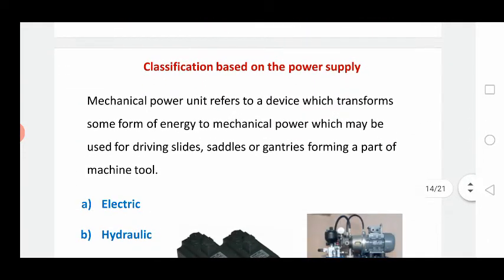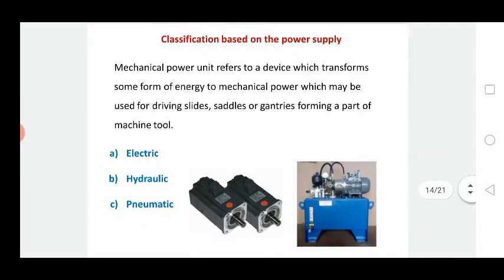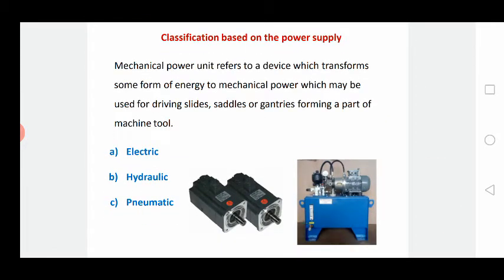Next comes another classification, that is classification based on the power supply. What type of power supply we give to the machines: electric, hydraulic and pneumatic, 3 types of classification. For electric actuators, we commonly use servo motors. The power unit refers to a device which transforms some form of energy into mechanical power, which we use for driving slides and saddles. That is what we commonly call actuators.